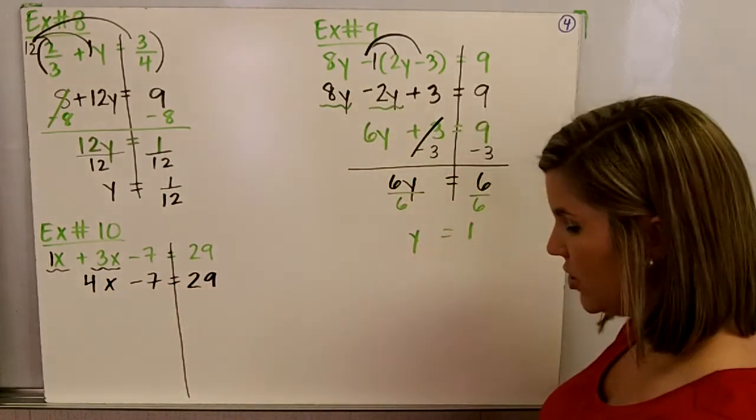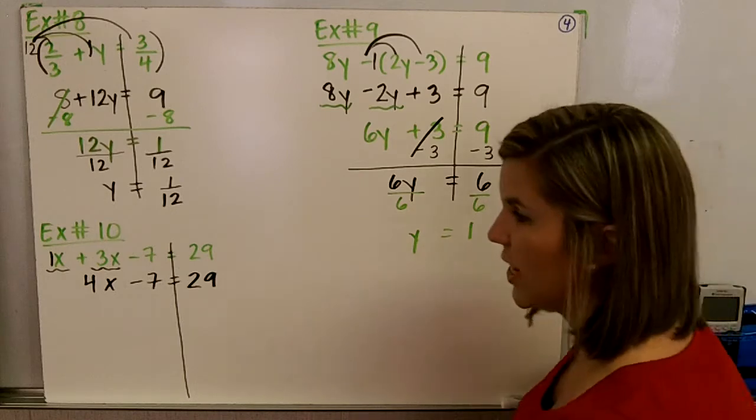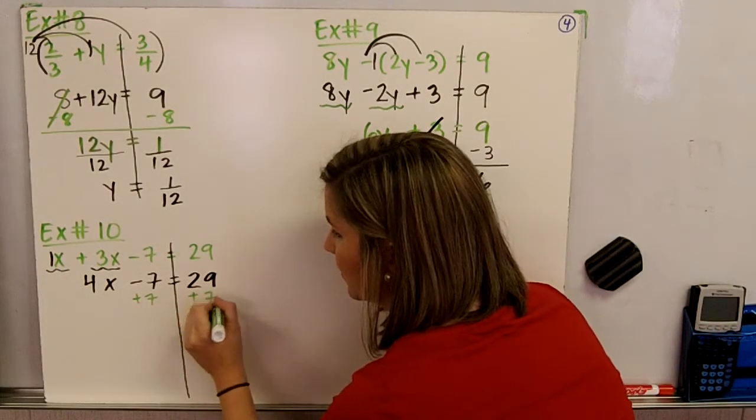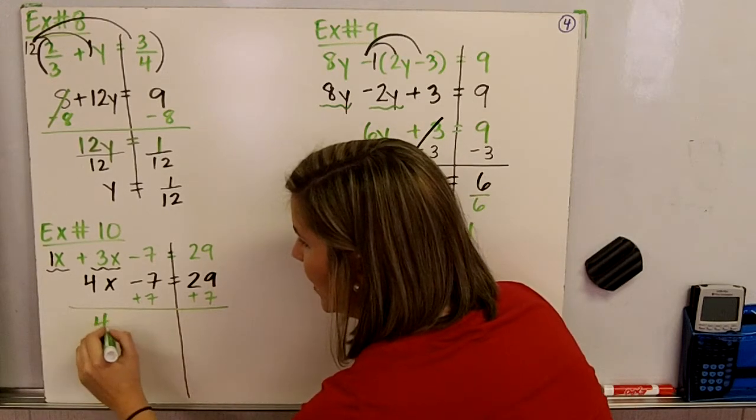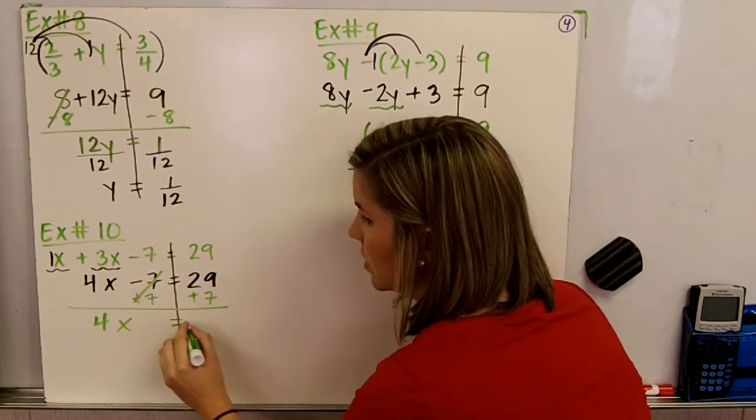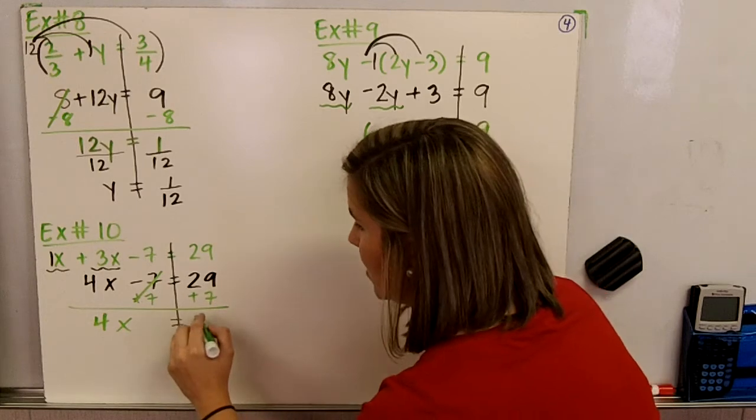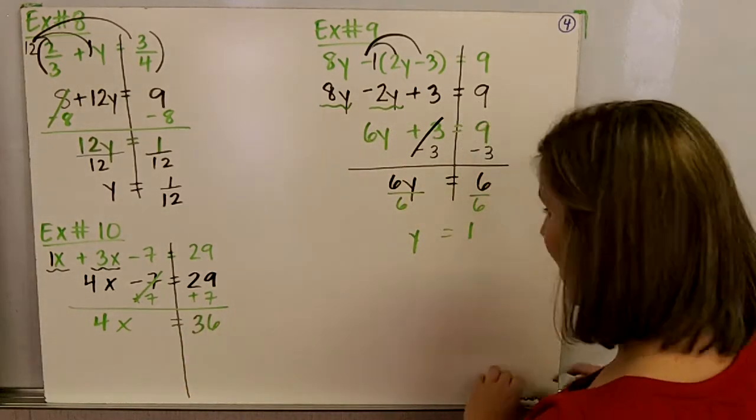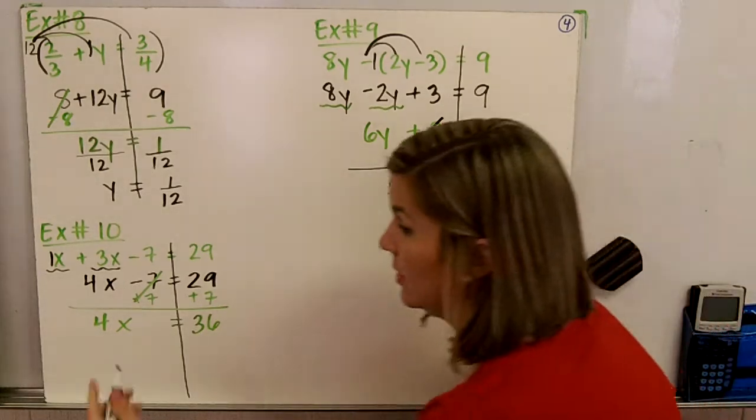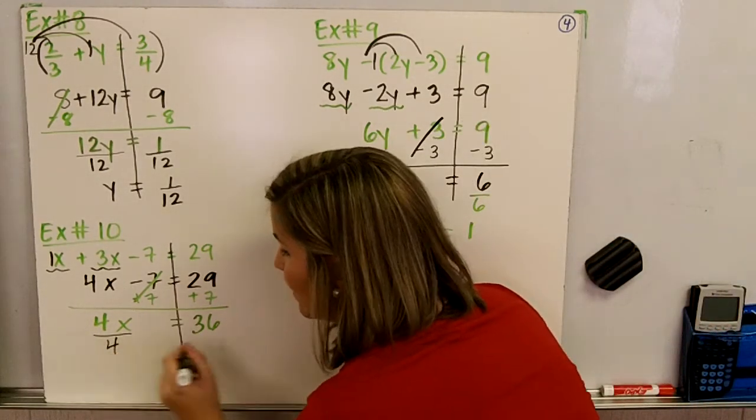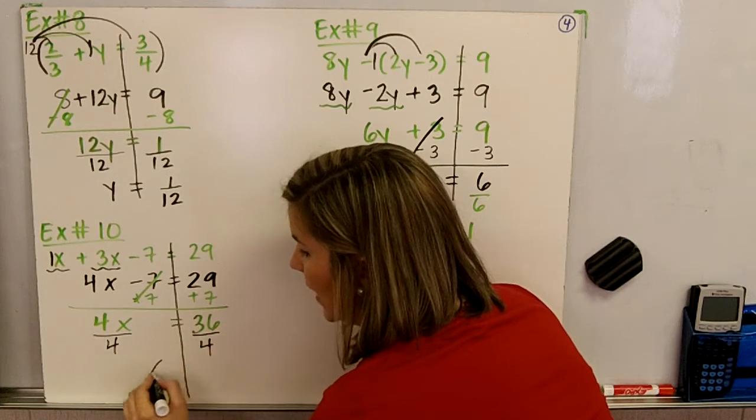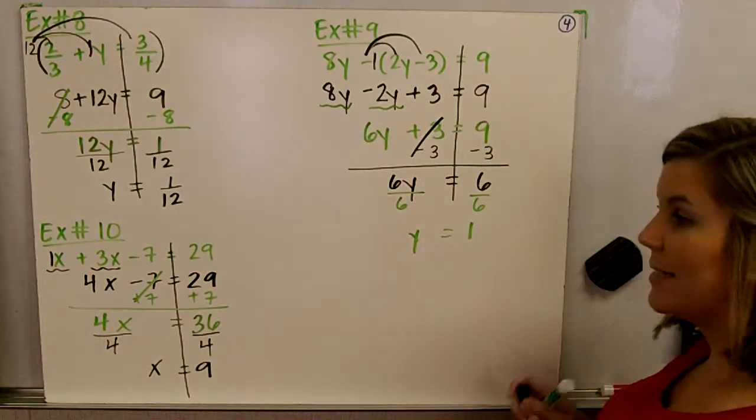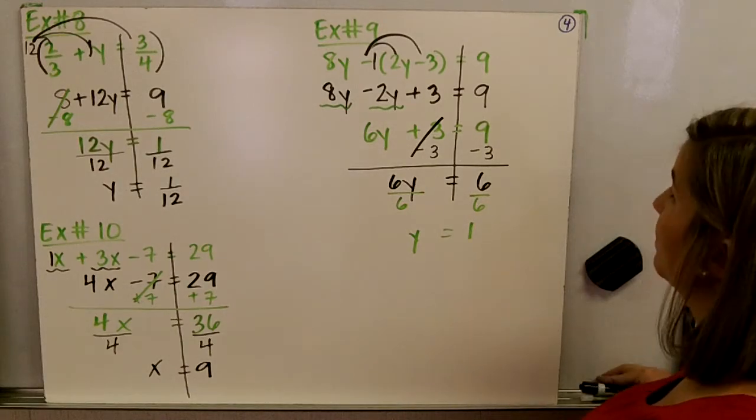Now it's a two-step equation. Get rid of the addition or subtraction. I have minus 7, so add 7 to both sides. 4x equals 29 plus 7 is 36. Divide both sides by 4. 4 times x, so divide by 4. And x equals 9. 36 divided by 4 is 9. You can plug in 9 to check.